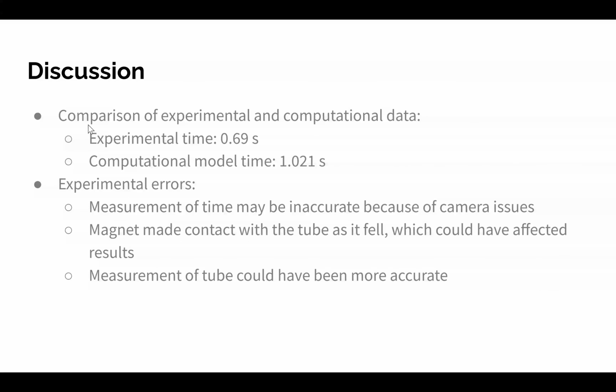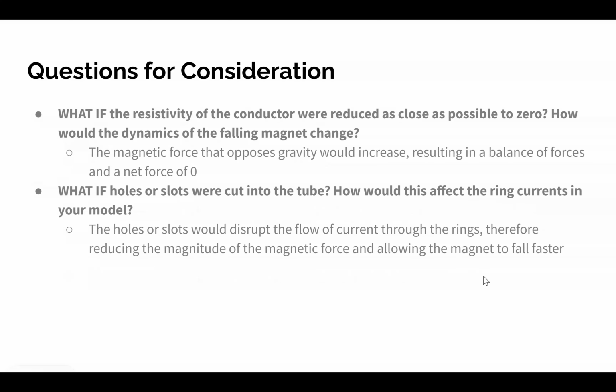So my experimental time was 0.69 seconds and the computational model time was 1.021 seconds. And so there's obviously some discrepancy here, which may have been due to inaccurate measurement of time because of camera issues, because once again, I had to record the video of me dropping the magnet through the tube. And also the magnet made contact with the tube as it fell, which could have affected some of the results that I got. And also I could have tried to measure the tube a little bit more accurately.